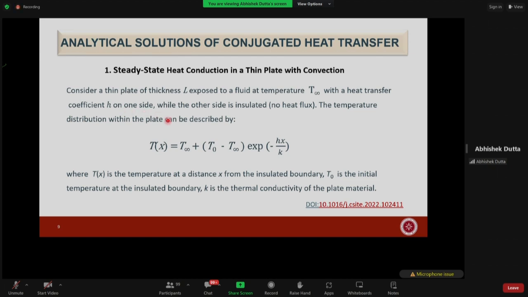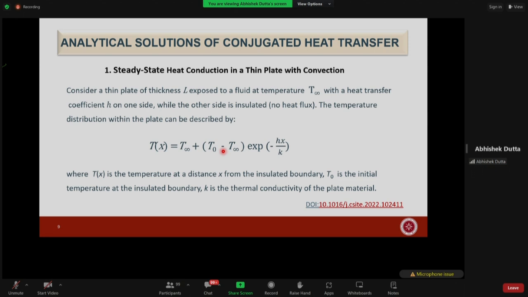The temperature distribution for this plate, this analytical solution does exist, and the temperature distribution within the plate, including both conduction and convection factors, is the solution mentioned here. This equation is T equals T ambient plus (T0 minus T ambient) times exponential of minus hx over k, where x is the distance, h is the heat transfer coefficient, k is the thermal conductivity, you know all these things. This analytical expression gives the temperature at a distance x from the insulated boundary. It represents the temperature distribution within the thin plate with convection, and shows how the temperature varies with distance from the surface of the plate, taking into account both the conduction within the plate and the convection at the surface of the plate.